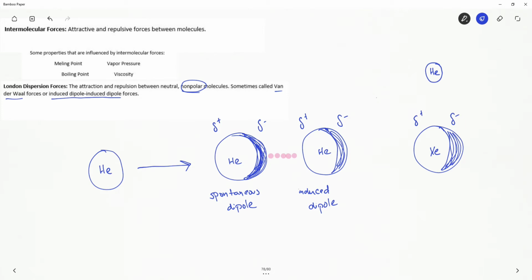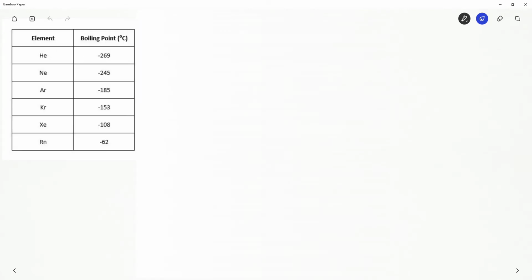The way to test this is to look at one of the physical properties that's influenced by intermolecular forces and see if there is a trend. So let's take a look at some boiling points. Here is a table of the noble gases and their boiling points in degrees Celsius. I started with helium and I just ordered the noble gases in terms of size and number of electrons.